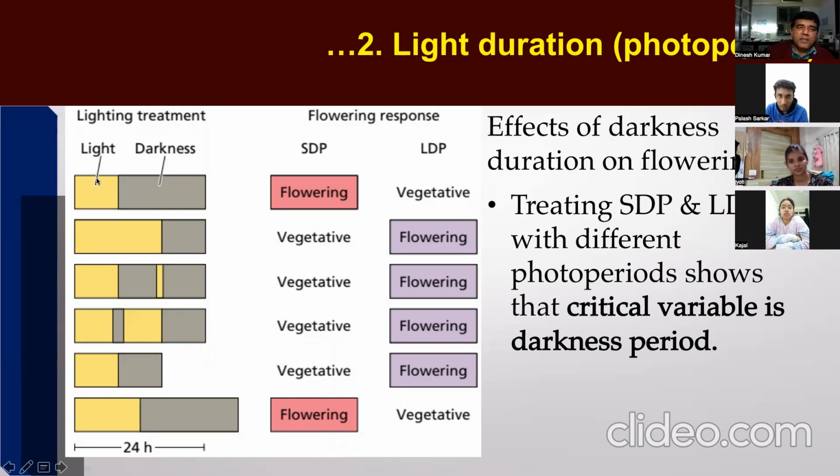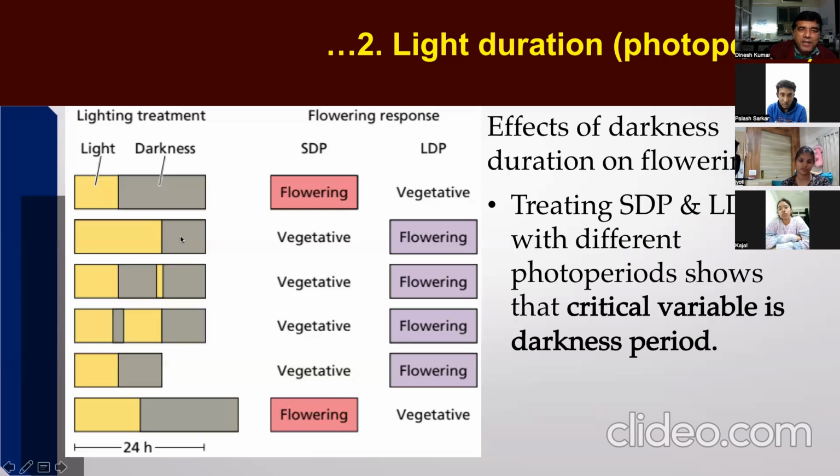Now see the first case. In the first case, this is your total 24 hours and you got a longer darkness period, shorter light period. So here you see flowering happened in the short day plant. They are happy if you increase the darkness period. They are not depending upon light much. They want more darkness period. But see the long day plant. They mind it because they want a shorter dark period. So they remain in the vegetative stage. They could not flower.